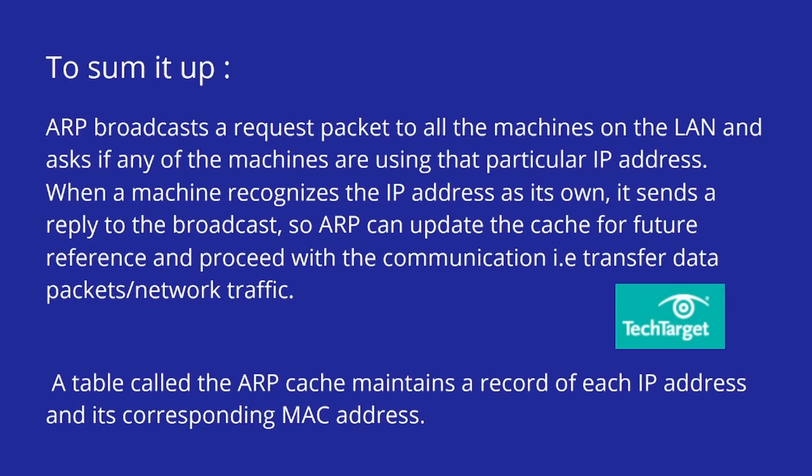To sum it up, ARP broadcasts a request packet to all the machines on the local area network and asks if any of the devices are using the particular IP address. When a machine recognizes the IP address as its own, the one allotted by the router, it sends a reply to the broadcast. So the ARP can update the cache for future reference and proceed with the communication, that is, transfer data packets or network traffic. A table called the ARP cache maintains a record of each IP address and its corresponding MAC address.